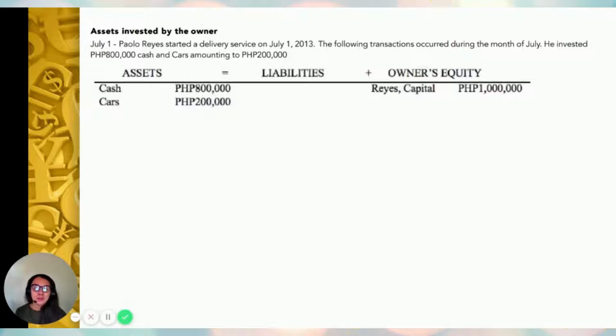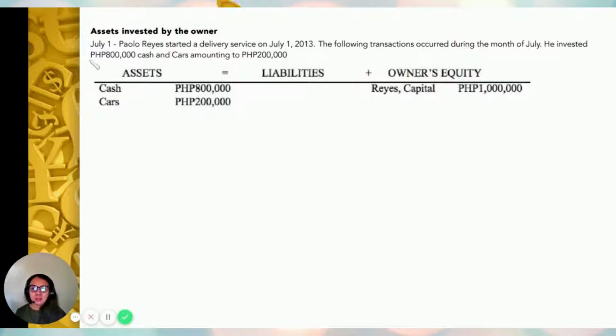Now let's look into some transactions and see how each account would affect the accounting equation. Assets invested by the owner. July 1st. Paulo Reyes started the delivery service on July 1st, 2013. The following transactions occurred during the month of July. He invested 800,000 pesos in cash and cars amounting to 200,000 pesos.